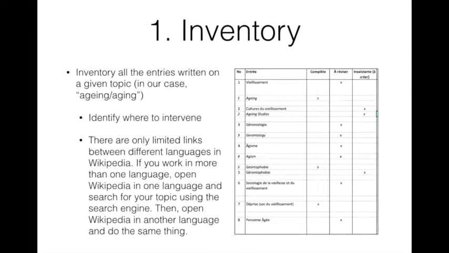If you work in more than one language, the important thing to remember is that different languages don't talk to each other very easily on Wikipedia. So if you don't want to miss anything, it's better to do the research in one language and then in the other.